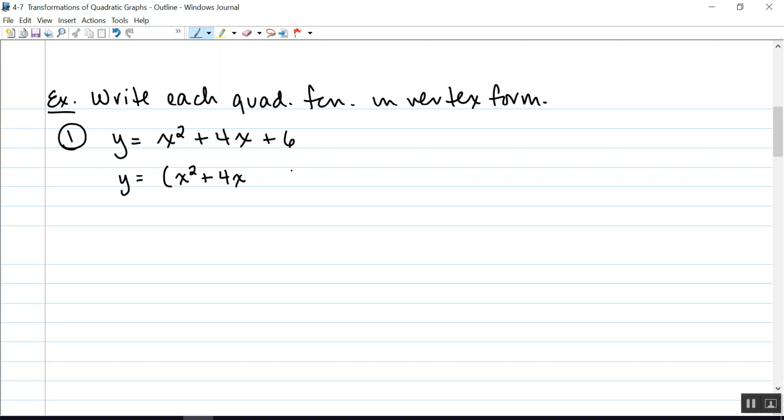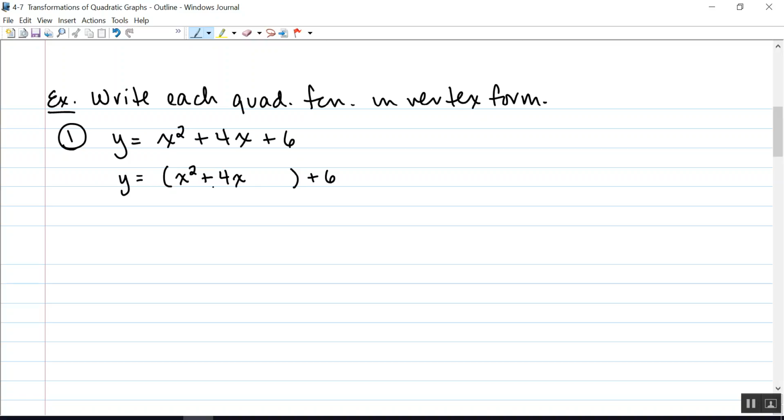When we completed the square before, we would have moved that 6 to the other side. Here I'm not going to do that. I'm just going to put it outside the parentheses. So I just took my quadratic term and my linear term and put those in parentheses, moved my constant term outside. Now I need to make what's in the parentheses a perfect square trinomial.